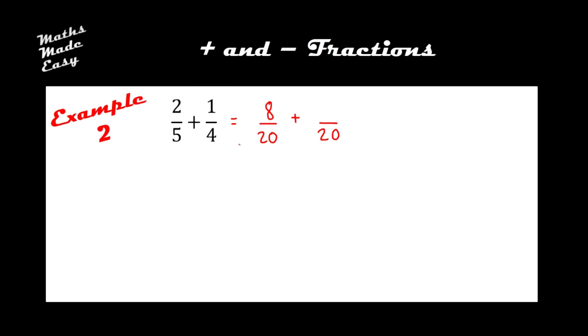Now I look at the quarter. How do I get from 4 to 20 by multiplying? Well, to get from 4 to 20 by multiplying, I multiply by 5, because 4 times 5 is 20. So I do 1 times 5 to get 5. So this is the same as 1 quarter.